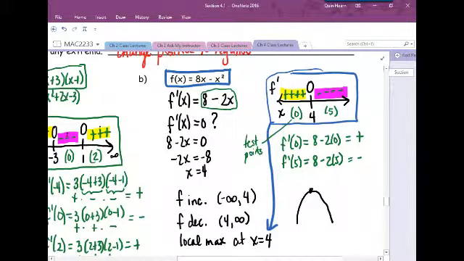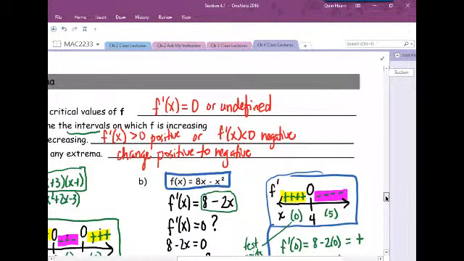You can conclude just from the sign chart that you have a local maximum at 4 because it changes from positive to negative. Anywhere you have a change from positive to negative will give you a local max. Anywhere you have a change from negative to positive would be a local min. Personally, I'm a very visual person, so I like to say, okay, increasing means going up, decreasing means going down. Oh, that means I must have a hill, so that's going to be a maximum. So that's how I think through the problem.